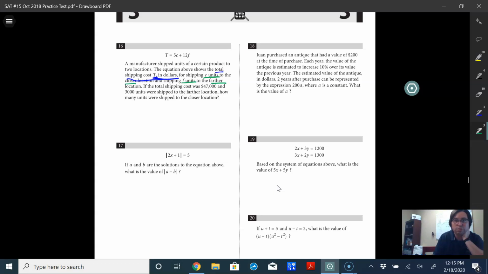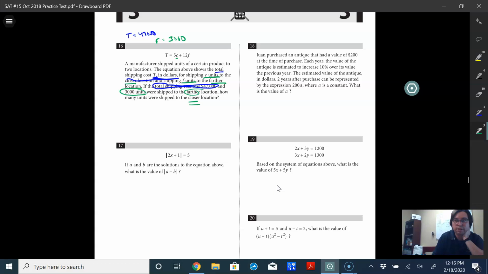If the total shipping cost was $47,000. Actually, let me do that in a different color. So we see the total shipping cost, which was indicated there. So that's going to be our T right here. So now we know T equals 47,000. And 3,000 units are shipped to the further location. How many units were shipped to the closer location? So now we know that F equals 3,000. So here's our expression. We got F, we got T, we're solving for C here.